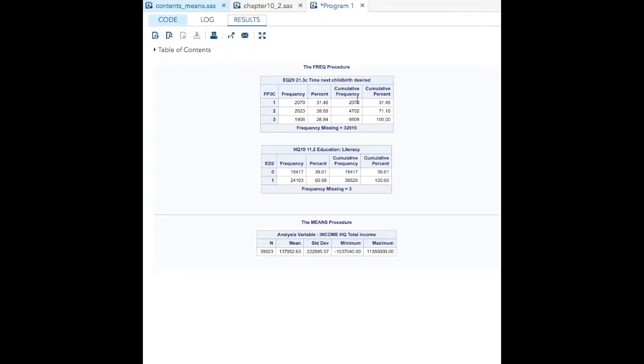Okay, completely as I expected because I looked in the code book. There are almost 33,000 people missing data. I have a total of about 6,600 people. For literacy, there's only 3 people missing, so almost everybody answered that question. Now look over here. Almost everybody, in fact, everybody answered the income question. The mean is 137,952. This is rupees, not dollars, okay? The standard deviation is 222,895, and the range is from about negative a million to 11 million. That seems like a pretty darn skewed distribution.